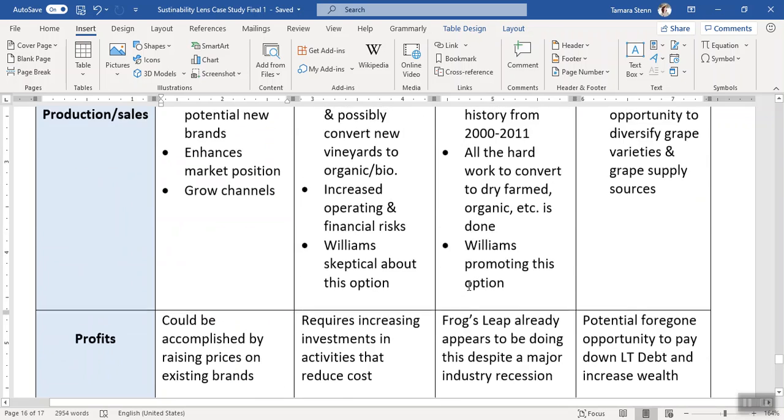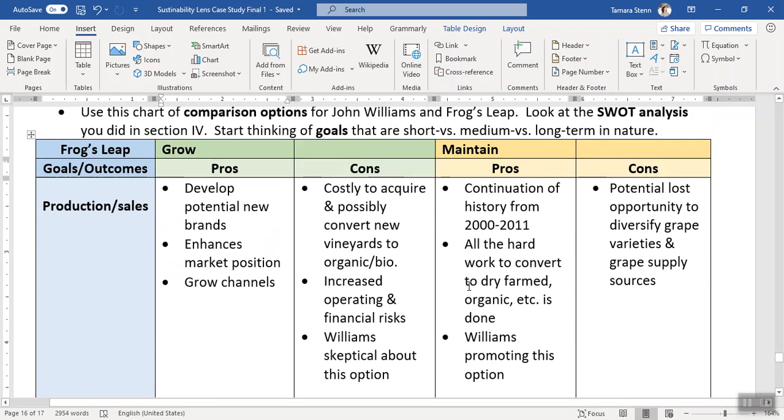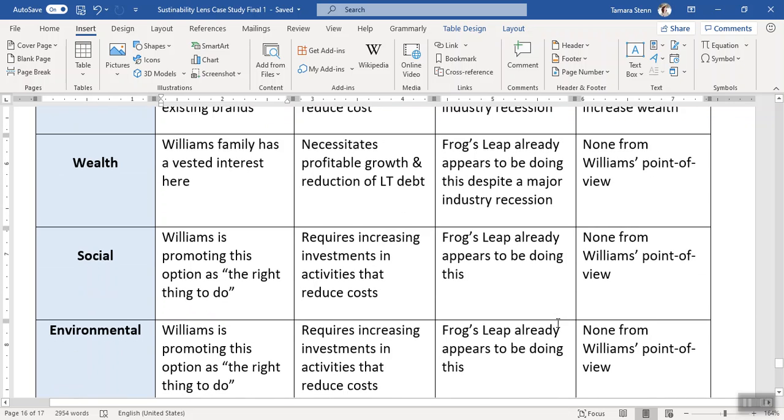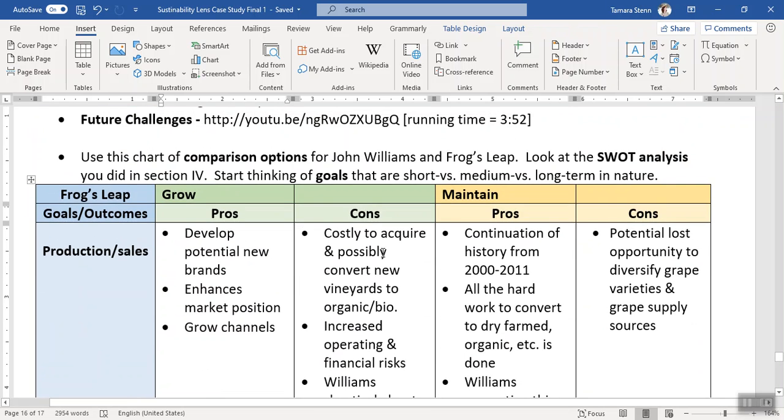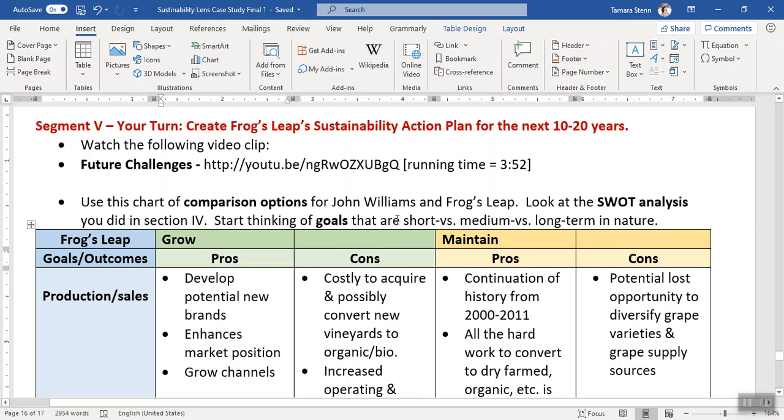And then when we're looking at this as far as maintenance, how do we maintain this? Frog's Leap is already doing this, right? They have a strong environmental commitment. They have a very established way of doing things. It's working. And again, from Williams' point of view, nothing needs to be changed. There's no liability on this. It's going well. It's been going well. This is a stable, positive thing. So that's all we really have to do with this, is you're just thinking.